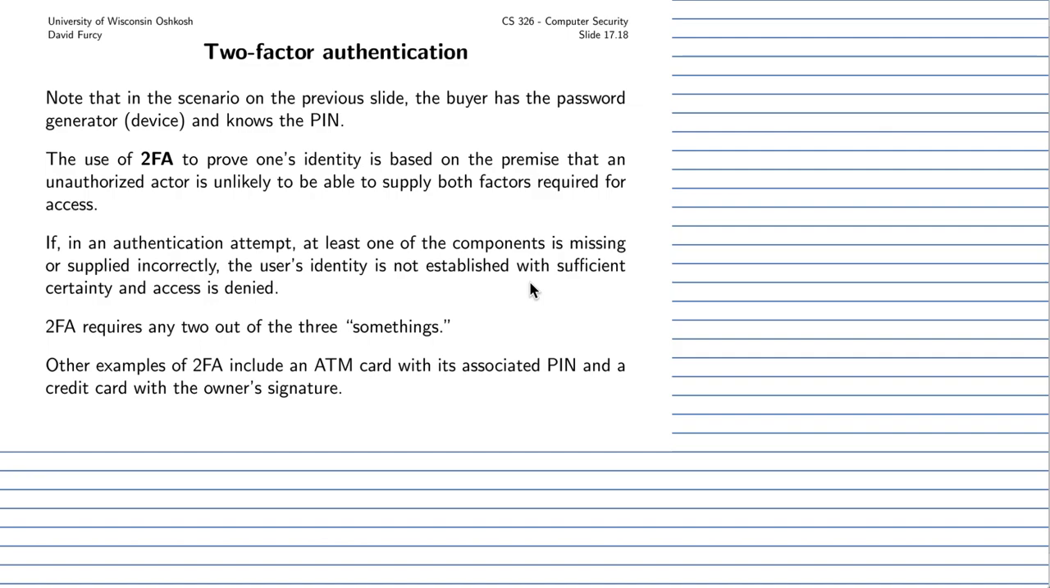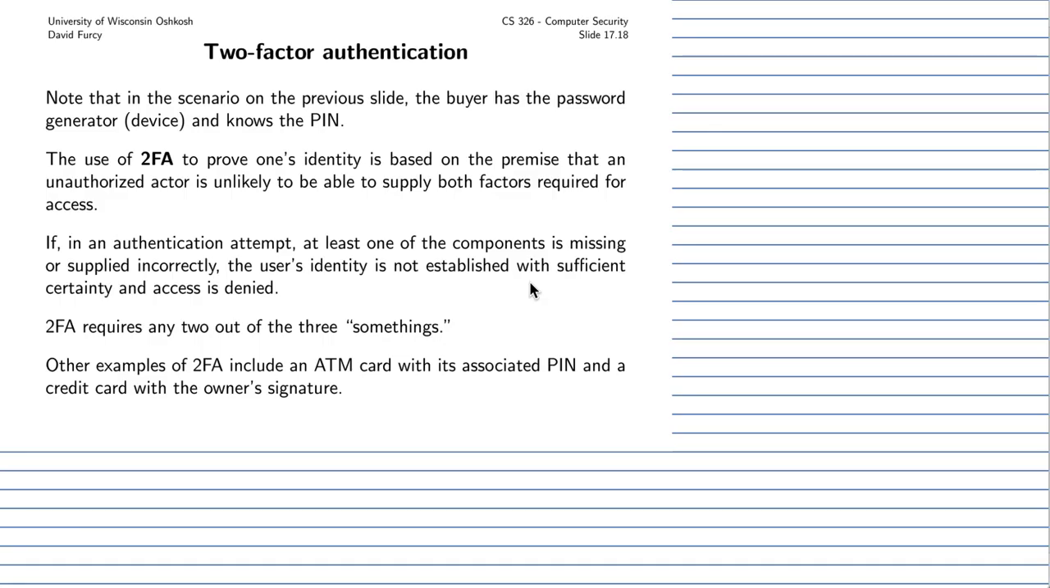Hello and welcome to this last video in our lecture on biometric and token-based user authentication. In previous videos and lectures, we have talked about different techniques for user authentication, starting with passwords and then biometric approaches, and in this lecture, token-based user authentication.